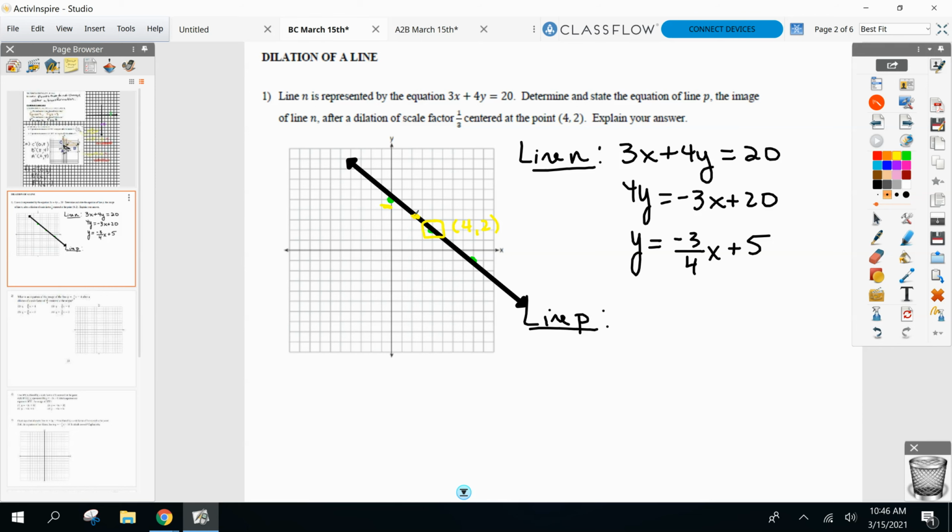Let me take another random point here. Let me take this point down here that I graphed. If I get 1/3 of the way closer to (4, 2), where's that point going to land?